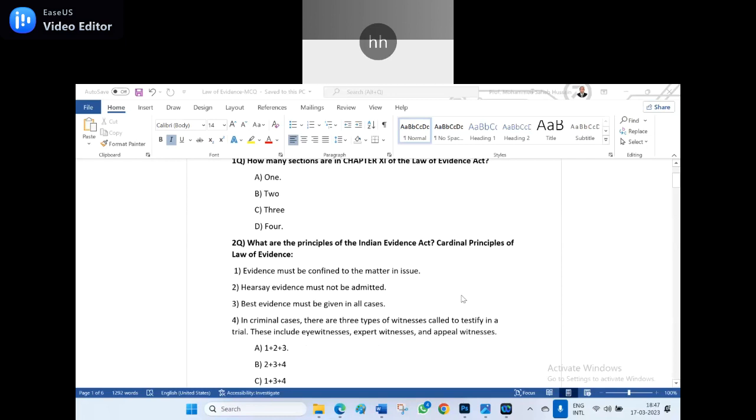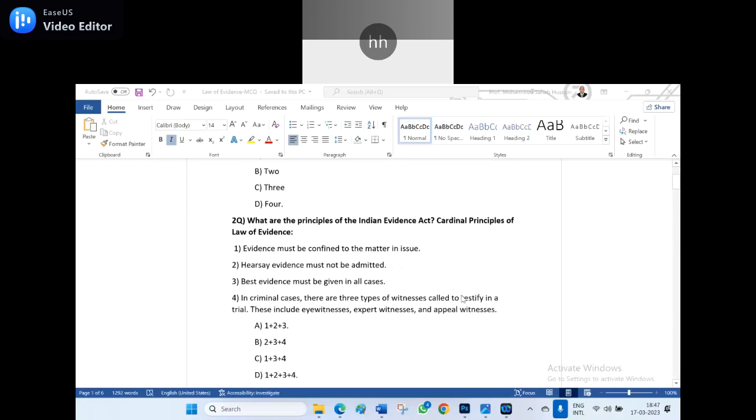What are the principles of the Indian Evidence Act? Cardinal principles of law of evidence. Number 1, evidence must be confined to the matter in issue. 2, hearsay evidence must not be admitted. 3, best evidence must be given in all cases. 4, in criminal cases, there are 3 types of witnesses called to testify in a trial. These include eyewitnesses, expert witnesses, and appeal witnesses. Options go in this manner. A, 1 plus 2 plus 3. B, 2 plus 3 plus 4. C, 1 plus 3 plus 4. D, 1 plus 2 plus 3 plus 4.